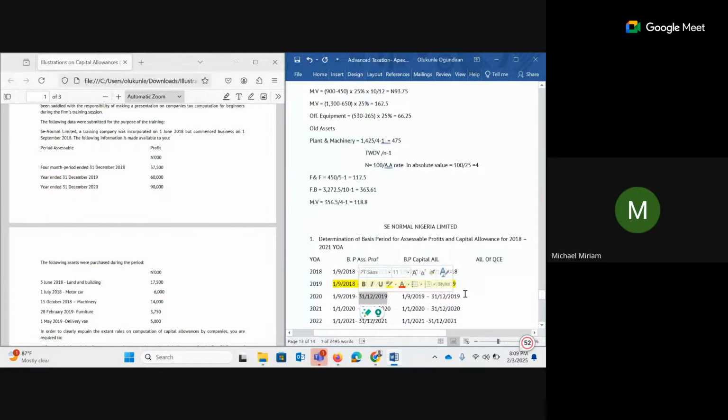I want to understand how there was an overlapping year. That's my confusion. You said there's an overlapping in this 2020 for the basis period year of assessment, this assessable profit. I don't really get that part. We've corrected that already. I was using it to illustrate.